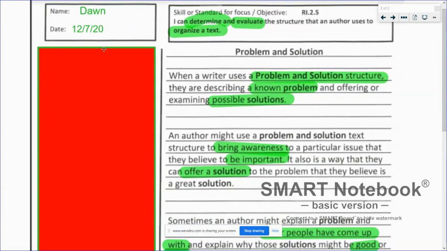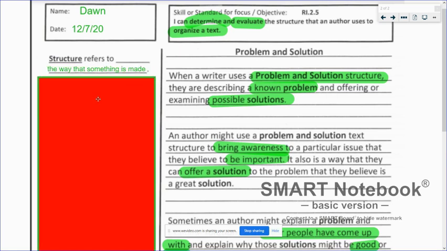Okay, now you'll need to take out your pencil. You shouldn't be writing this next section with the highlighter or a marker. It should be a pencil so that it's easily seen and you can write neatly. And we're going to fill in this side section of the Cornell notes. So it starts off with structure refers to. The word structure refers to the way that something is made. So please add that to your notes. The way that something is made.